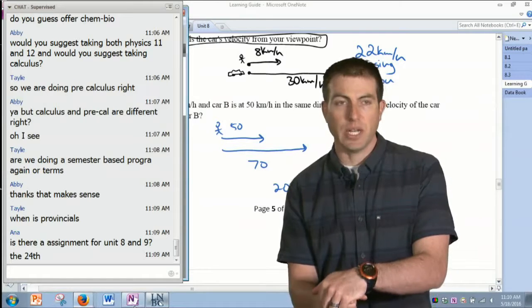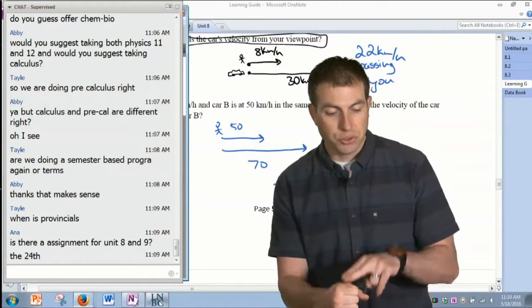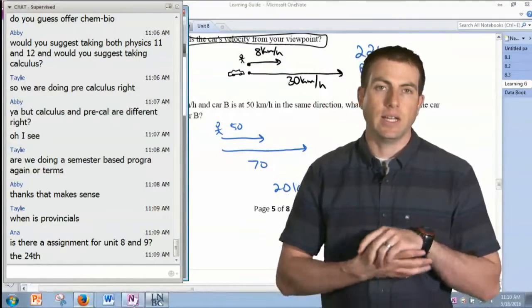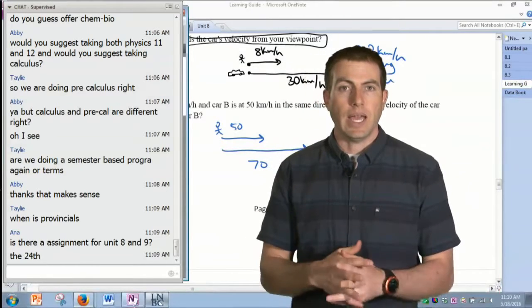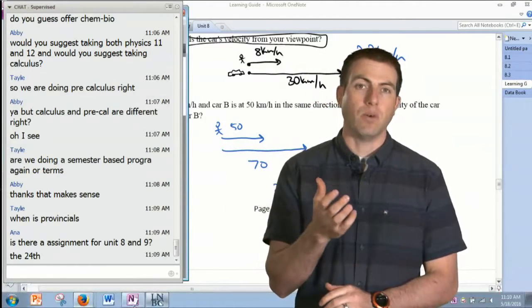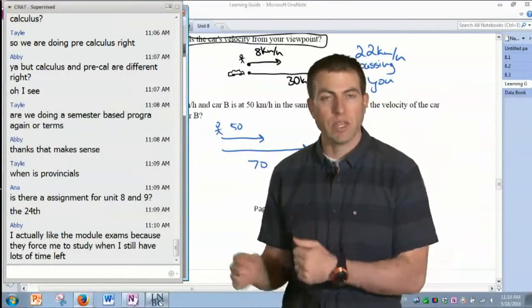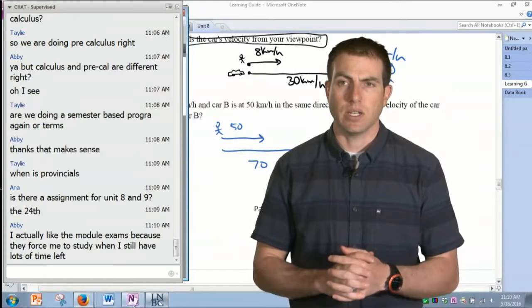Is there an assignment for Unit 8 and 9? We'll probably do one assignment for Unit 9. On June 8th, we're going to go to KSS. And if you come to KSS on June 8th, we're going to do a lab. And that will count for your assignment for Unit 8 and 9. If you don't come, then I'll give you one to do online. So it gives everyone a chance to kind of do it.